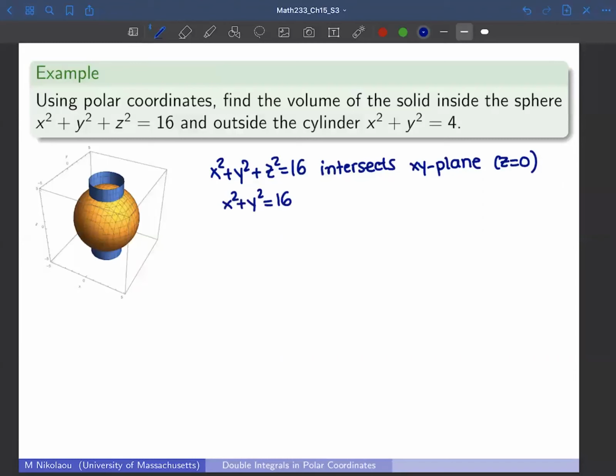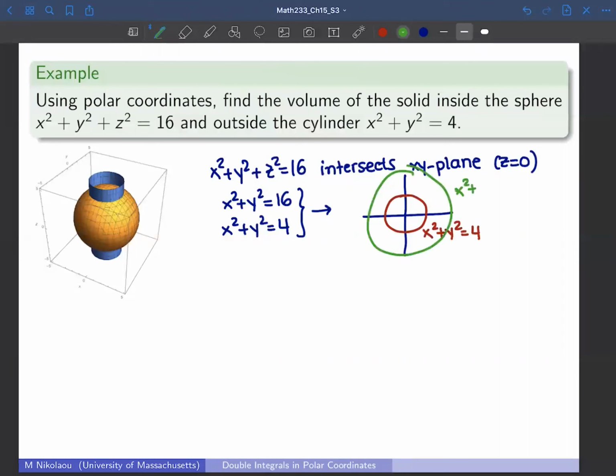We also have the intersection of the circular cylinder with the xy plane, which is x squared plus y squared equals 4. So from these two, we can draw the region of integration, which will lie outside the circle x squared plus y squared equals 4, and inside the circle x squared plus y squared equals 16. So this is the region of integration R.